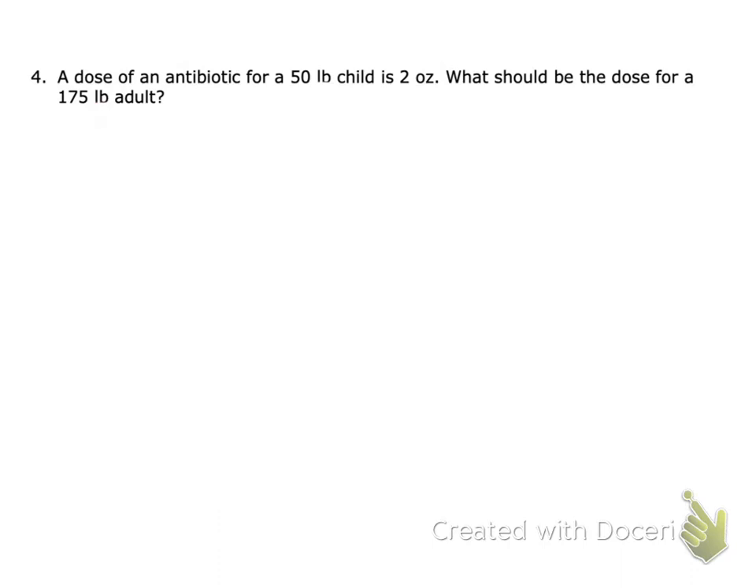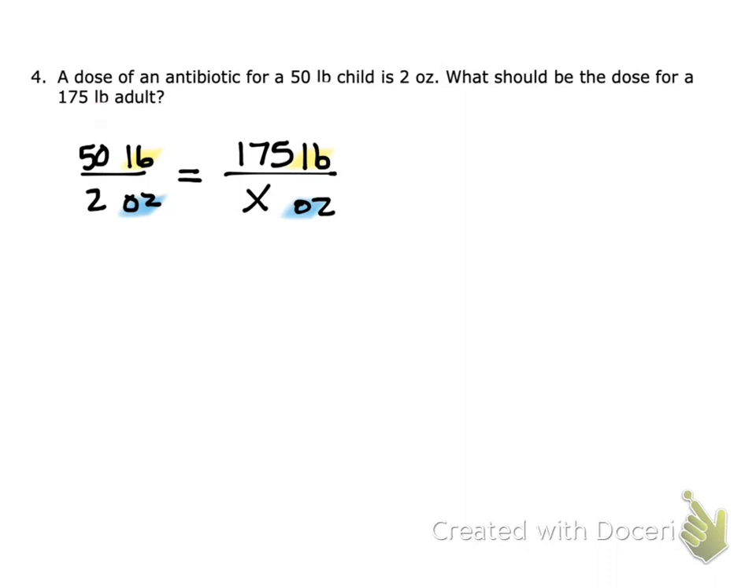Okay? All right. When we set up our proportions, remember we need our units on top to match and our units on bottom to match. So we're told that the dose of an antibiotic for a 50-pound child is 2 ounces. Again, it doesn't really matter which one you put on top or bottom as long as you match it on your other one. What should be the dose for a 175-pound adult? So our X is going to be with the ounces there.